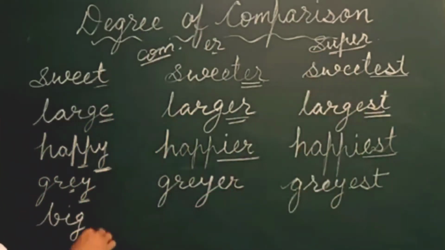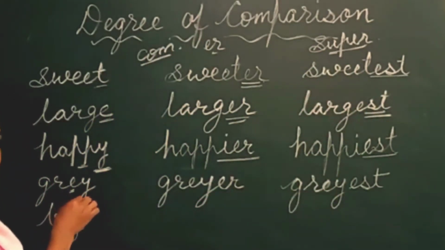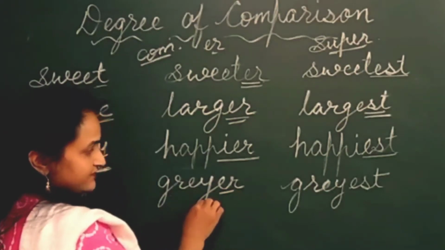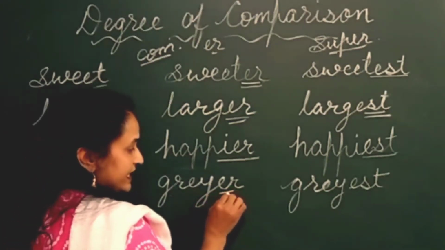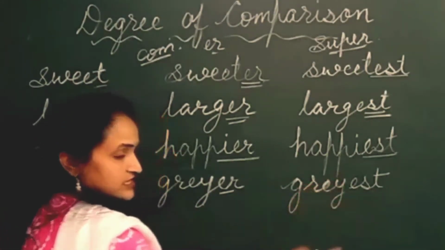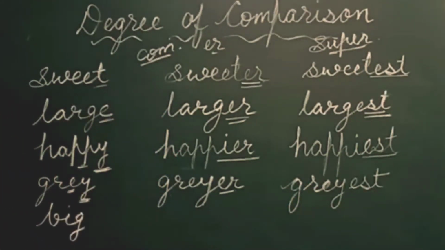But if the adjective ends with y and before this any vowel is there, we will use only er. We will not change this y to i, and use only er to make its comparative degree and est to make its superlative degree. Next one is when.